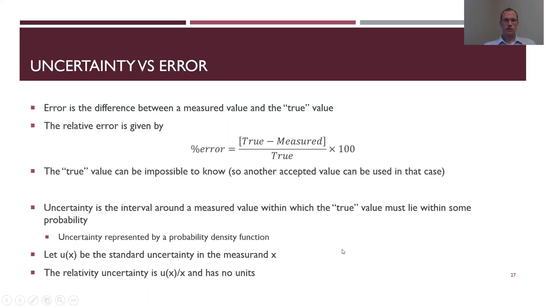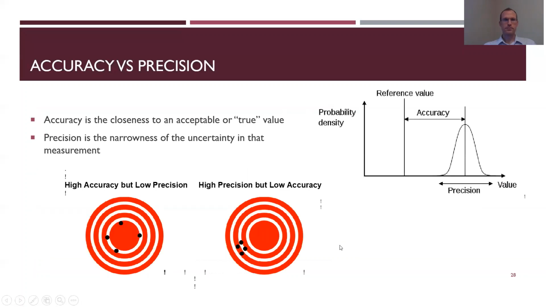That's going to have no units because again, your uncertainty is in the same units of whatever you're measuring. So I'm measuring something in meters. My uncertainty is also in meters. If I divide by meters, then I have no units. Kind of same thing up here. This is unitless to give me a percent.